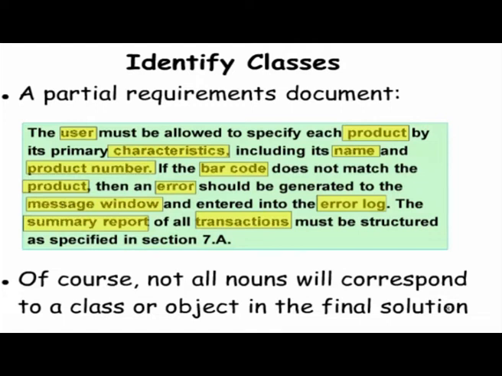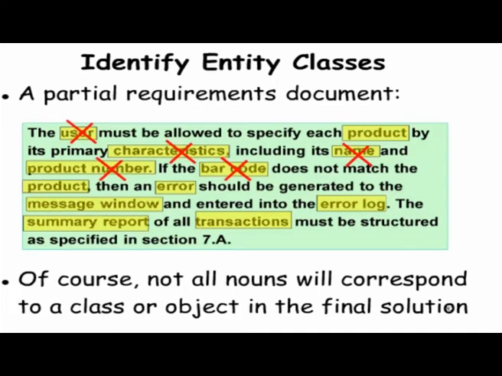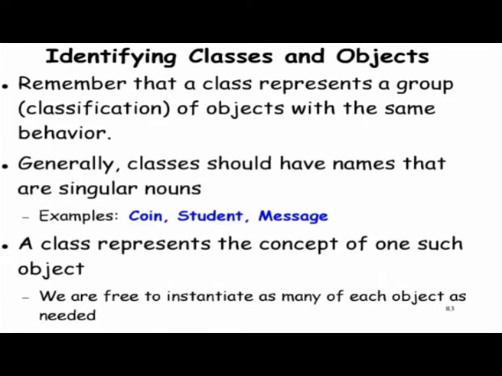So we have crossed out the user. It cannot be a class, it represents a user. Characteristics, product name, barcode, name, these cannot be classes. We can't have meaningful methods associated with them. These are the attributes of the class product, and so on. So let's have a small exercise here.